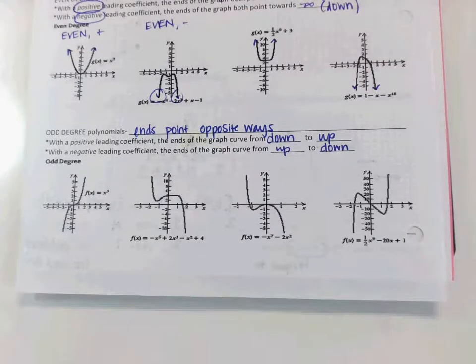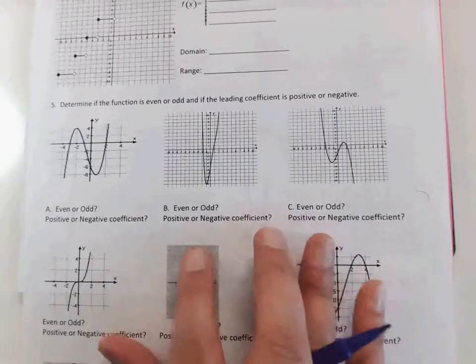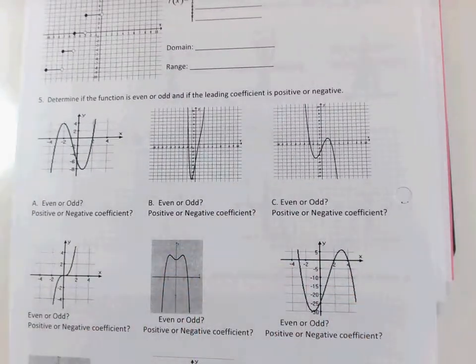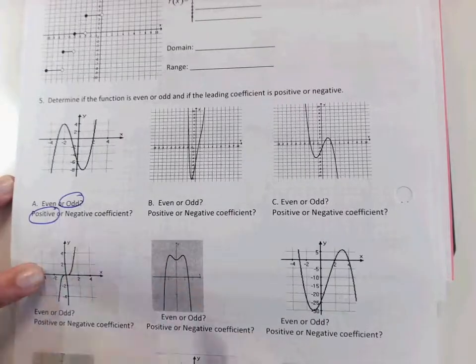Okay, look at number 5. We're just going to run through the top row. So I'm on the back of my homework. Which way are my ends going? Together or opposite? Opposite. Then circle odd. And then is it down to up or up to down? Down to up, which means it's positive or negative? Positive. So that is an odd with a positive coefficient.